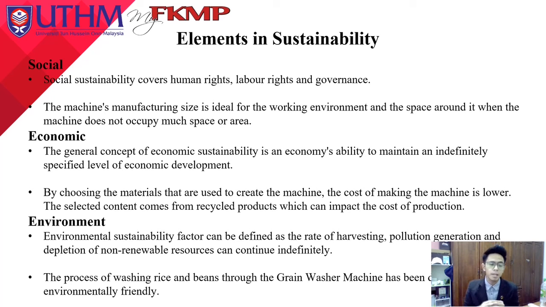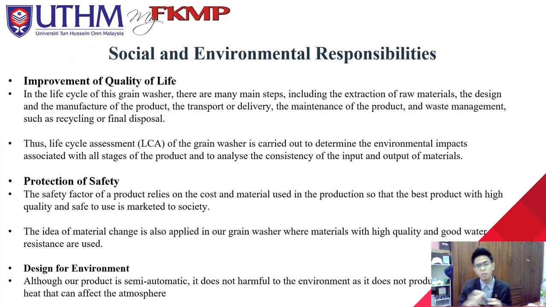The third element, the environment. Environmental sustainability can be defined as the rate of harvesting, pollution generation, and depletion of non-renewable resources that can continue indefinitely. For example, the process of washing rice and beans through the grain washer machine has been designed to be environmentally friendly. There are 3 points: social and environmental responsibility.